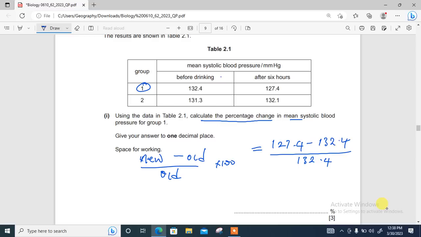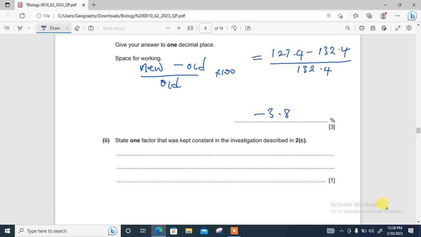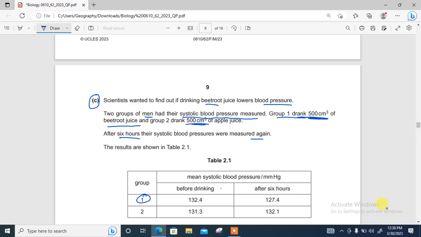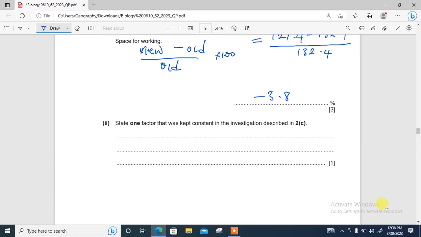If you just put this value in your calculator, your answer will become minus 3.8%. Now, this is state one factor that was kept constant in this investigation. So you go back, what was kept constant? If you look at this, they drank the same volume of juice. So the volume of juice was the same, which is 500 cm cube.